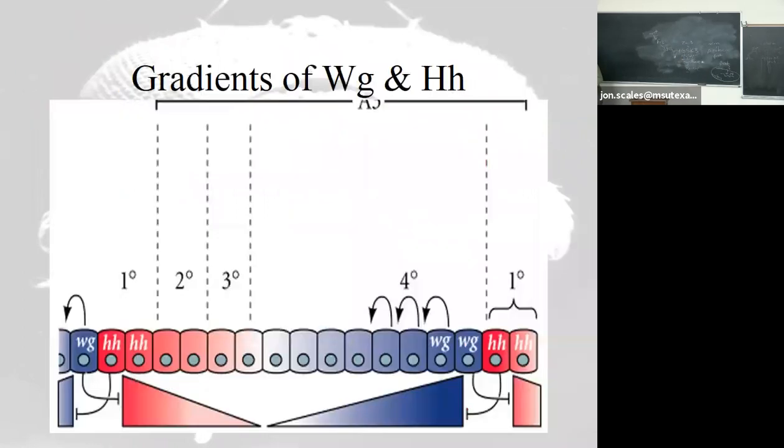All right. So you're going to get a gradient of wingless that's expressed from the posterior border of the parasegment, high to low towards the anterior border of the parasegment. And you're going to get a gradient of hedgehog that's high at the anterior border of the parasegment to low towards the middle of the parasegment. Okay? So in the middle, you kind of don't have either thing signaling much. At the anterior parasegment, you get hedgehog. At the posterior, you get wingless. These are secreted proteins. Right? This is cell signaling.